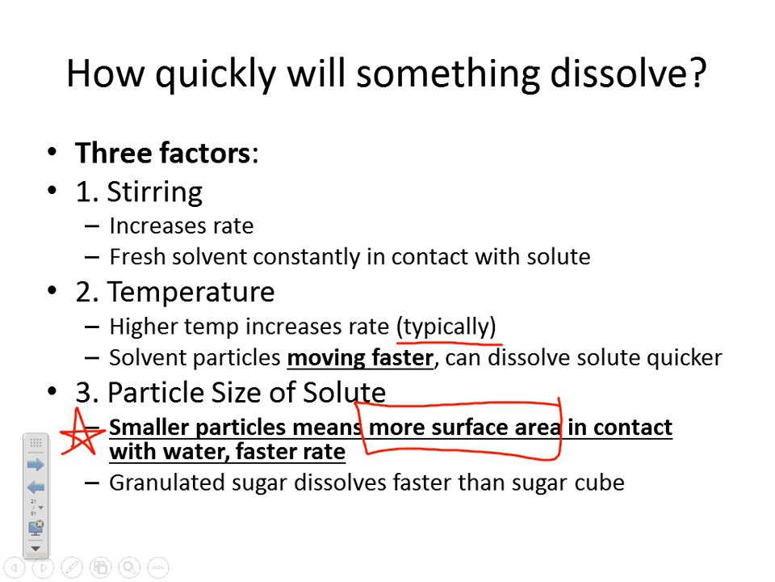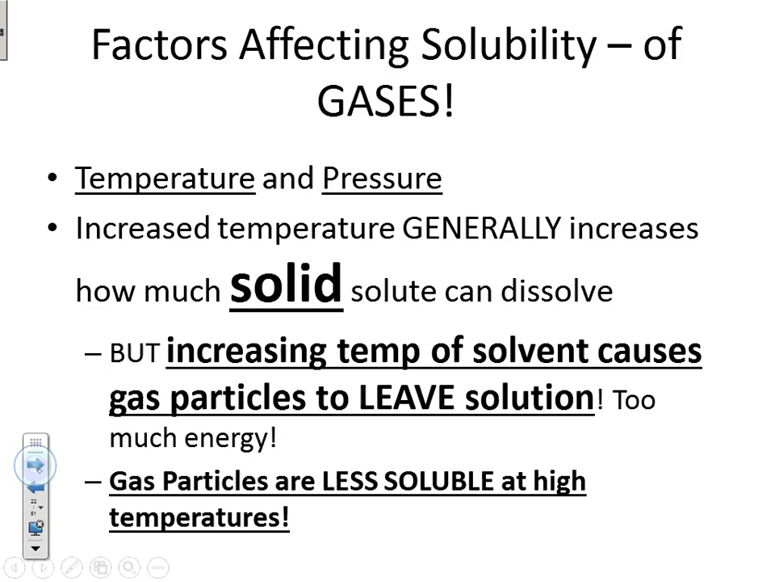So there's only a small amount of surface area in a really big thick log that's exposed to the flame. So it's not going to burn as quickly, versus kindling that has lots of surface area, very small twigs, etc. They have lots of surface area exposed to the flame. So the smaller your particle size, the more exposed surface area, the faster you can get your solute to dissolve in your solvent. And the example that you might be familiar with is granulated sugar is going to dissolve faster than a sugar cube. That's the idea.